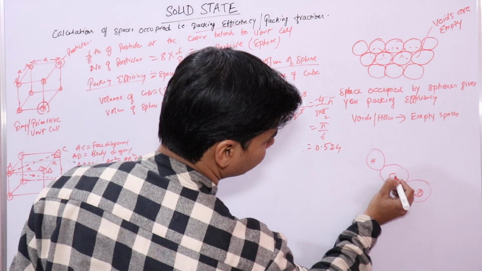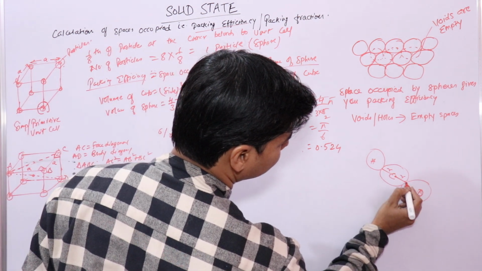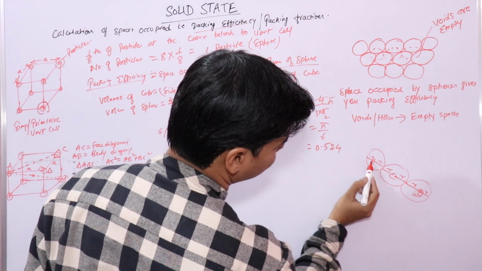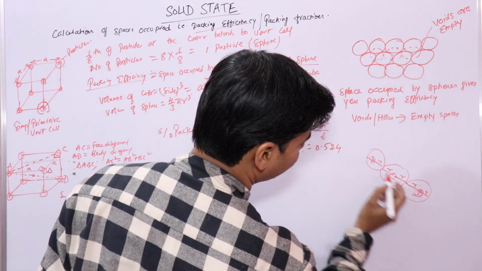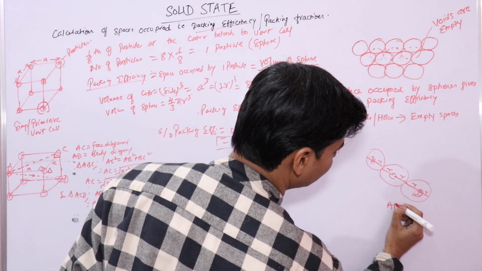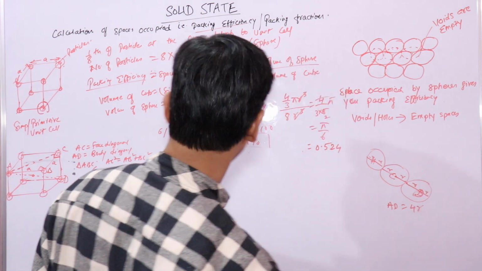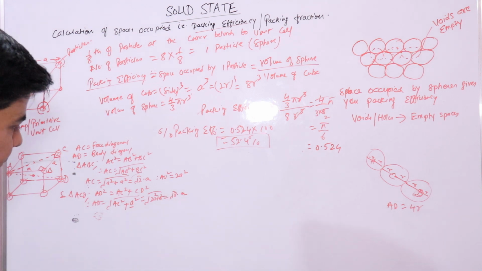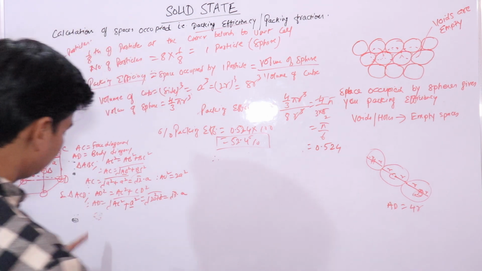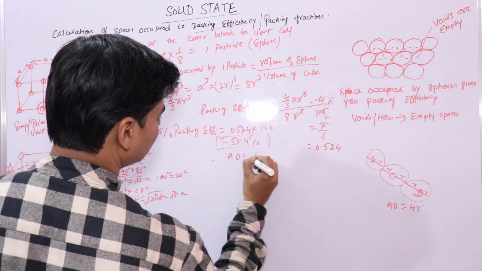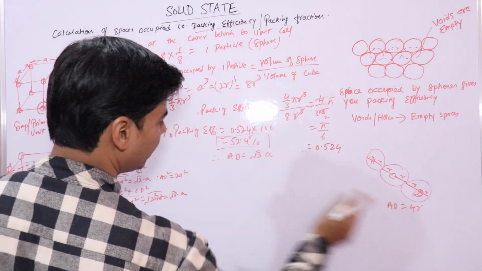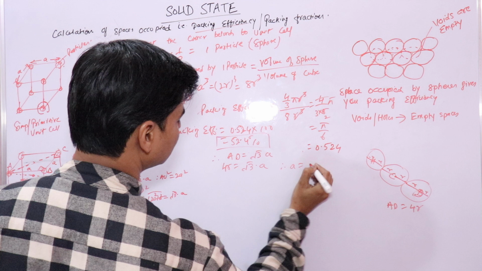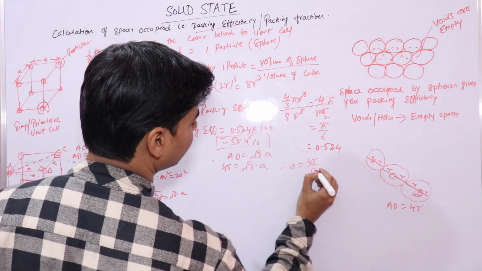And we know that the radius of the sphere is R. Here also this is R, here also this is R. So this entire length would be AD. AD would be equal to 4R, right? Now the value of AD is under root 3a. Therefore, since AD is equal to under root 3a, 4R is equal to under root 3a. Therefore, a is equal to 4R upon root 3.